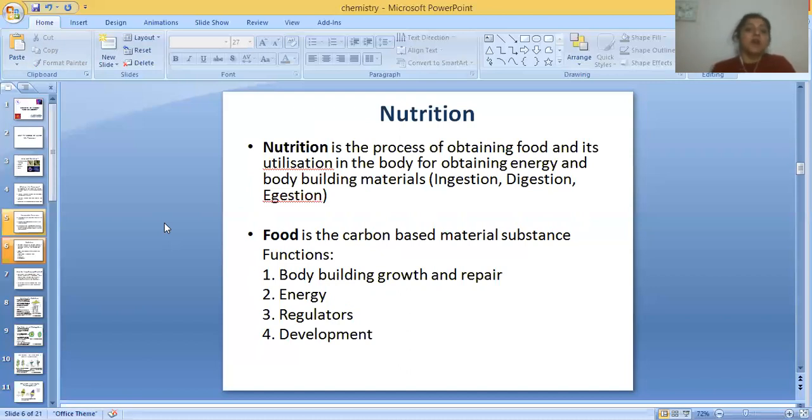What is food? It's a carbon-based material which helps in various functions, like, for example, bodybuilding, growth, and repair. Proteins are the essential components which help in repair and growth. And it provides energy. Chemical energy is stored in the food, which is converted into ATP, adenosine triphosphate, in our body and provides energy for the cellular functions. Then we take food for producing regulators like hormones, vitamins, enzymes, and for the development, for example, development of size, shape.